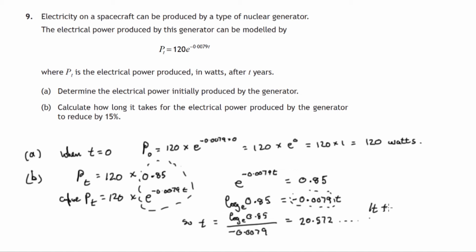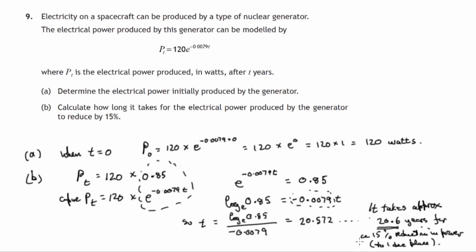So it takes approximately 20.6 years for a 15% reduction in power. How accurate is that? That's to 1 decimal place. So you could produce 21 years to the nearest year, if you like. That would be perfectly valid. But I've got 20.6 years.